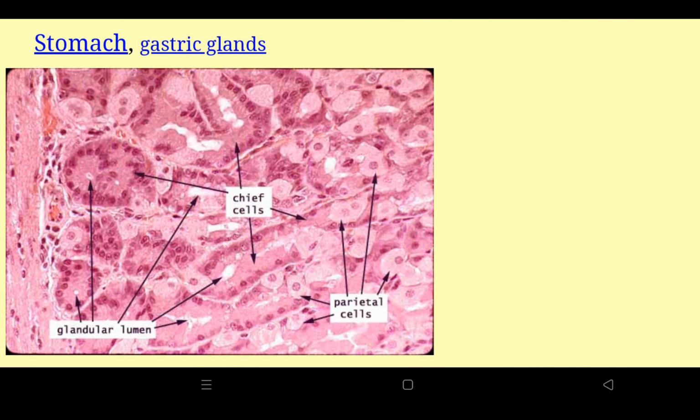Then next we have the diagram showing the stomach gastric glands. In this there are chief cells and parietal cells marked, and the glandular lumen. The glandular lumen is in between the cells. Chief cells are darkly stained cells, while the parietal cells are pale staining and large cells. P for pale staining and P for parietal cells, and chief cells are dark staining.